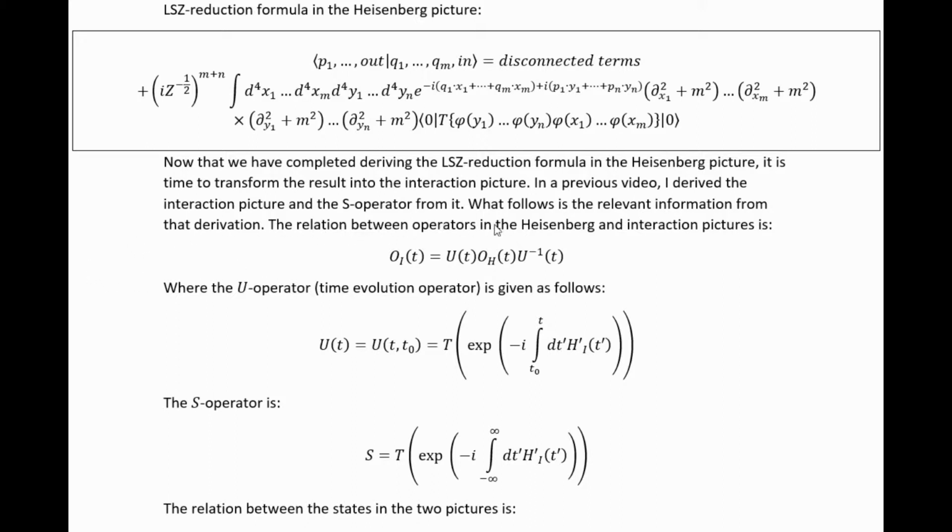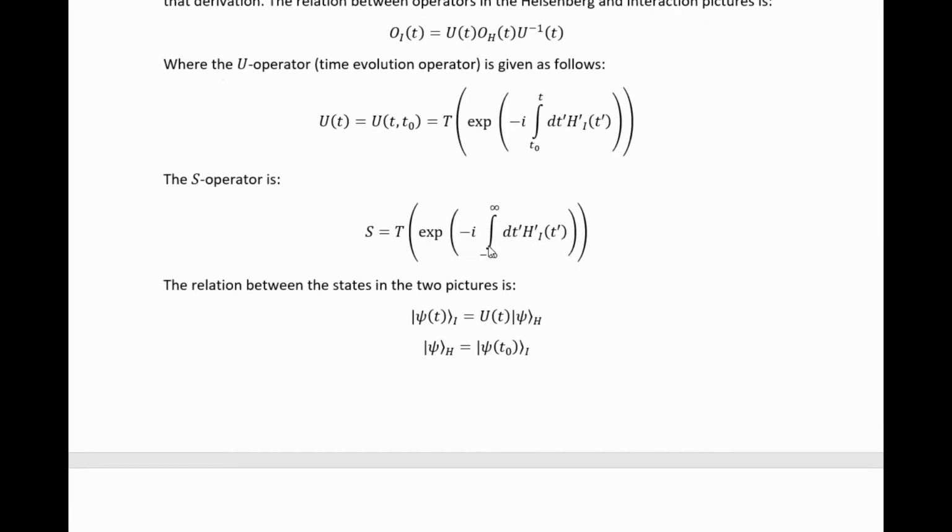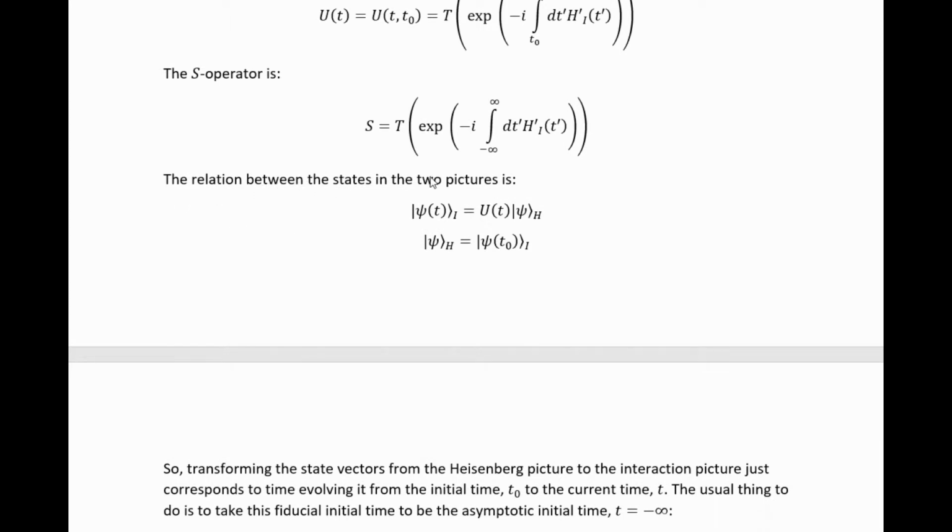The relation between the operators in the Heisenberg picture and the interaction picture is this, where the U operator takes this form, and the S operator is a special case of the U operator where t0 is negative infinity and t is infinity. The relation between the states in the two pictures is this. Basically, the Heisenberg picture states are time independent, and they're equal to the interaction picture states at the initial time, but then to get the interaction picture states, which are time dependent at some time t, you have to time evolve the Heisenberg picture state to that time using the U operator, the time evolution operator.